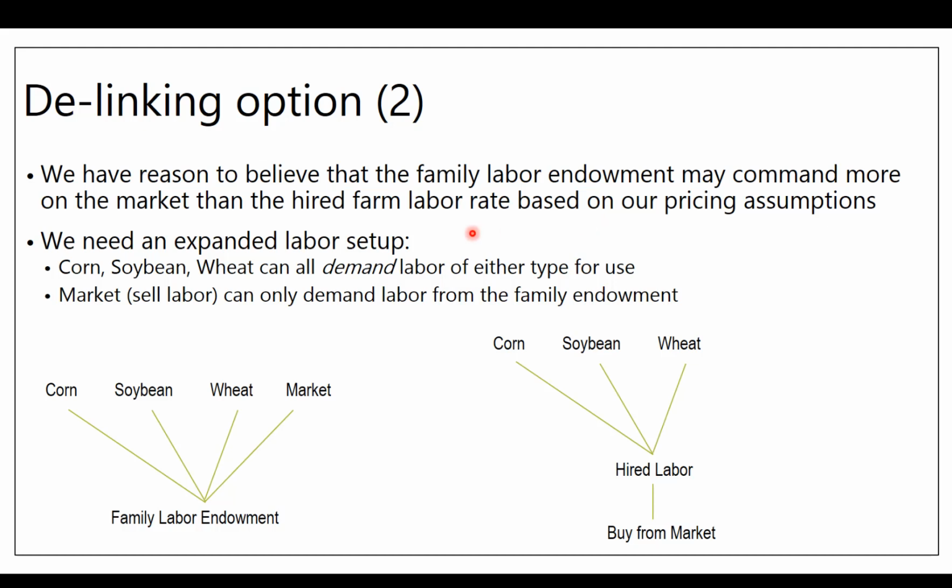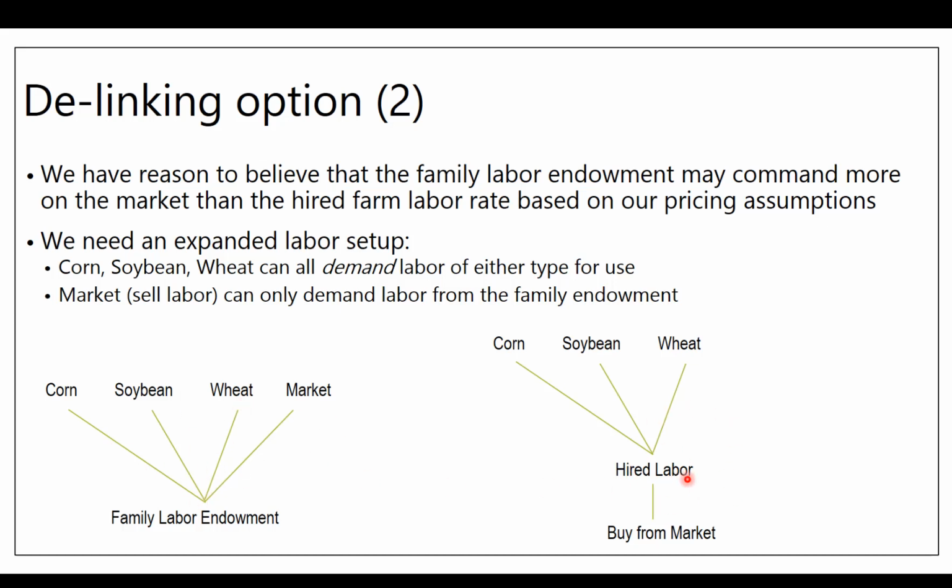So we need that expanded setup, and so what we can do is think about it this way. Corn, soybean, wheat can all demand labor of either type for use, okay? But the marketing of labor is only allowed for family labor. So we can only have a demand in the market at $10 for the family labor endowment. So if you think about this as a sort of allocation problem, the family labor endowment can go to corn, soybean, wheat, or to the market.